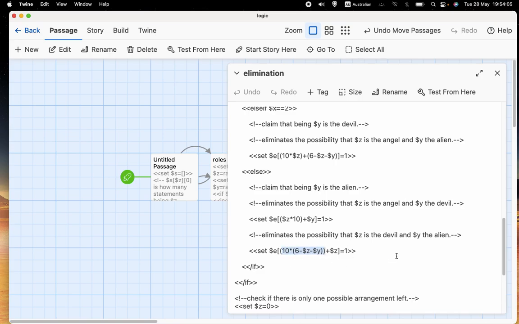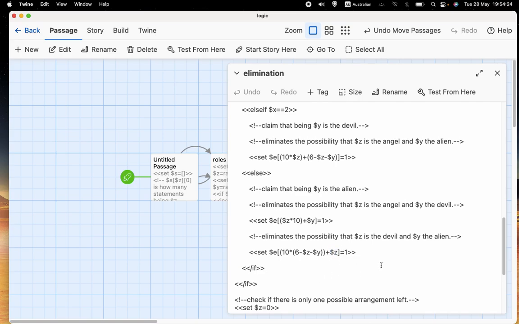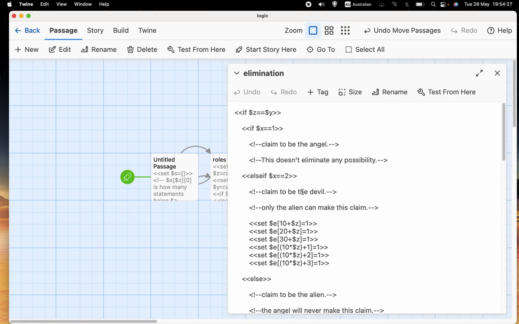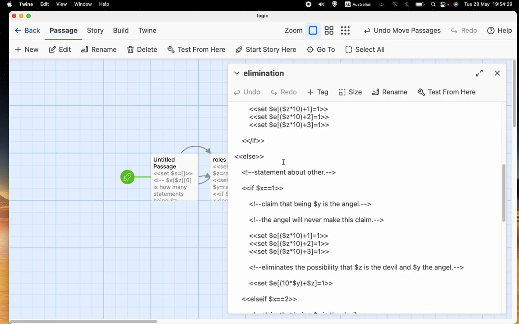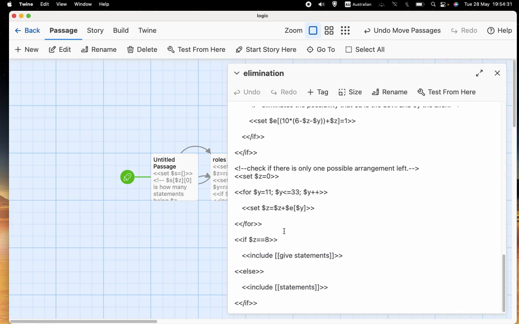So we can see that if Z is the devil and Y the alien, then that means that 6 minus Z minus Y must be the angel, because 6 minus Z minus Y is the number that's not Z or Y. And Z, the devil. So we've eliminated, unless it's a claim that I am the angel, we've eliminated some possibilities. And now we check how many arrangements are left, or how many arrangements we've eliminated.